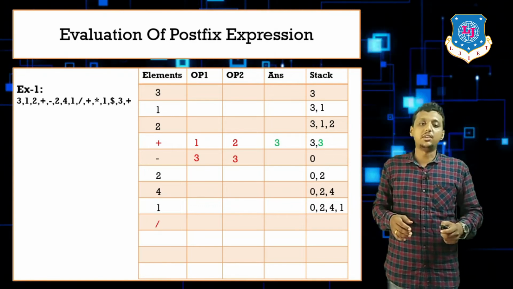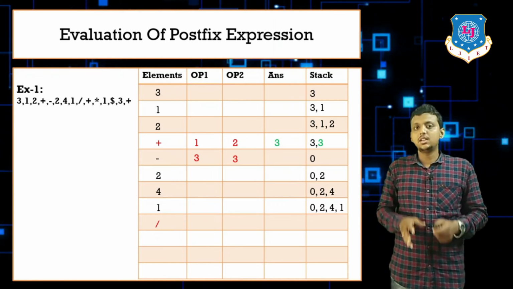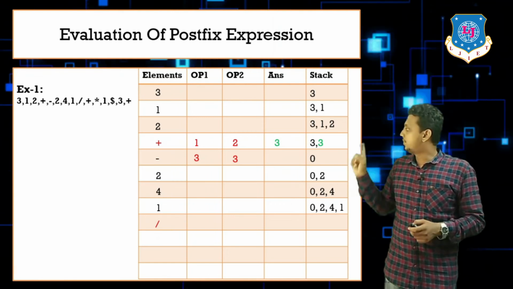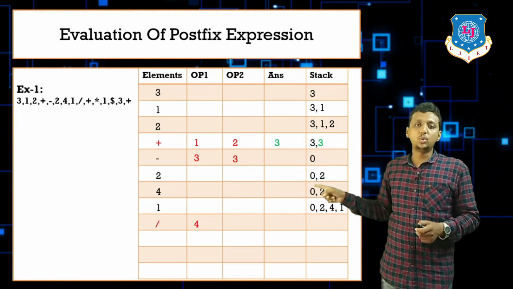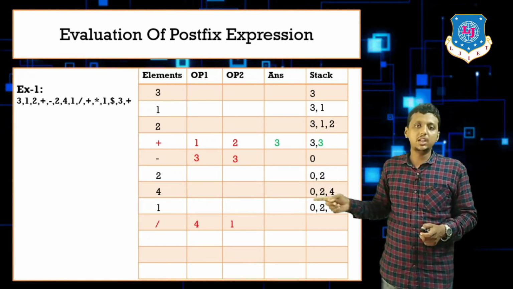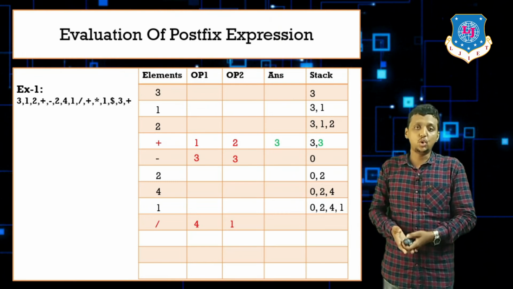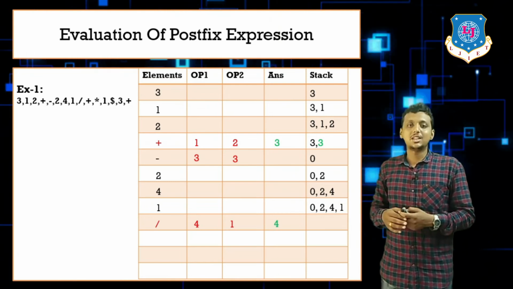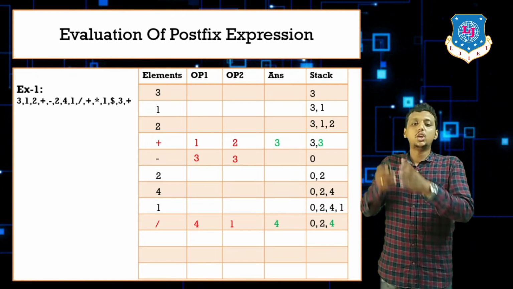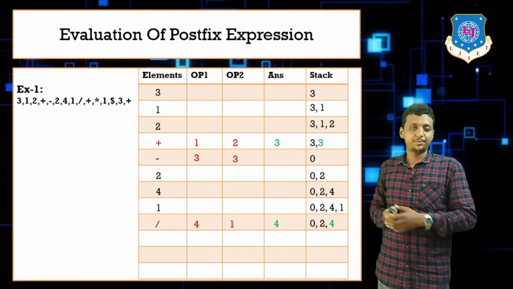Now the next one is we have division with us. So for division, pop again 2 elements. First OP1 contains 4, OP2 contains 1. 4 divided by 1, the answer is the same. Answer is 4. So just push the answer again in the stack. So it becomes 0, 2, 4.